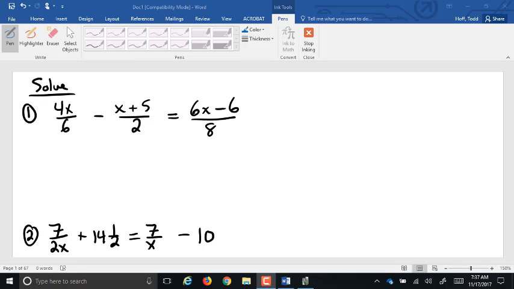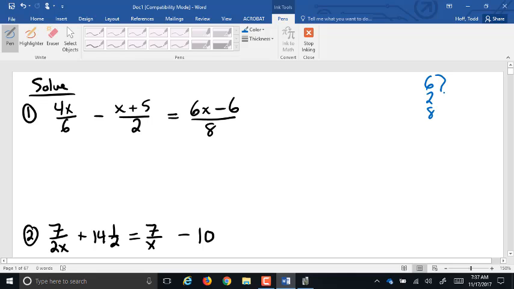Okay, so both of these are examples of problems that are probably best handled by doing a least common denominator. So here we've got 6, 2, and 8. What's going to be the least common denominator for those? First of all, do we have to worry about the 2? No, because 2 goes into both 6 and 8. So anything that works for 6 and 8 is going to work for 2. So how about 6 and 8? What's our least common denominator? 24 will work. So we're going to multiply this whole thing by 24.